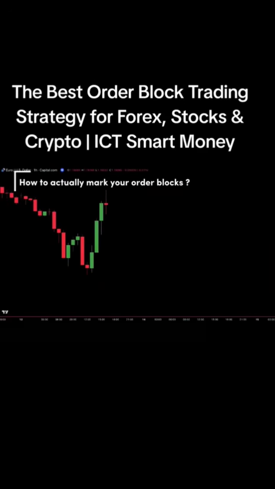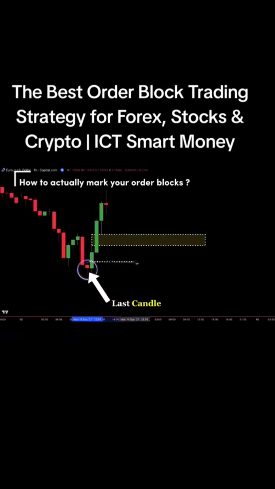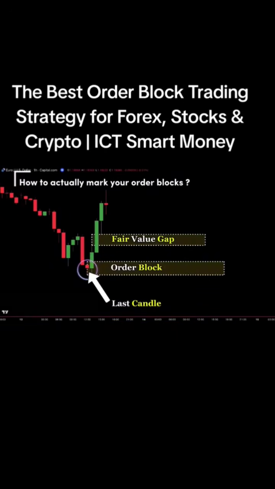Now let's talk about how to actually mark your order blocks on the chart. The rule is simple. We take the entire candle before the fair value gap and mark that as our order block zone. The color of the candle doesn't matter. Green, red, or even a doji with barely any body. All of these can form valid demand order blocks in the right context.